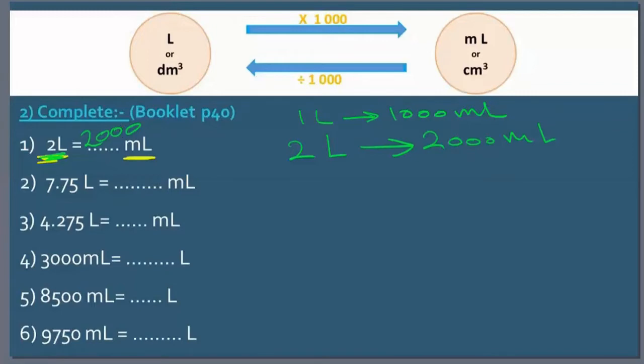7 and 75 hundredths, or 7.75 liter, equals how many milliliter? Okay, here I have two solutions. I can solve by multiplying by 1000, so it will be 7.75 times 1000. And when you multiply by 1000 here, you will move the decimal point to the right. So I need to move the decimal point 3 digits to the right.